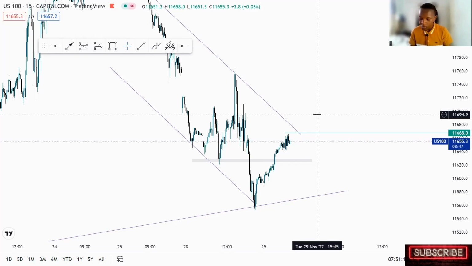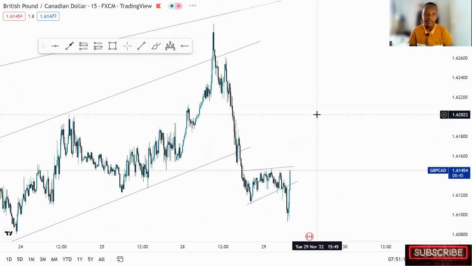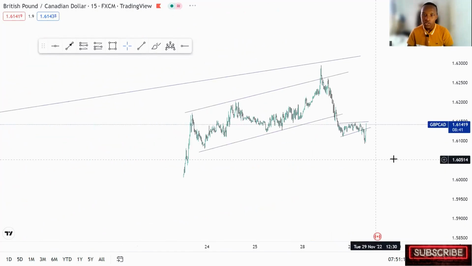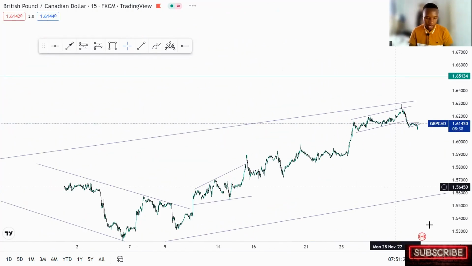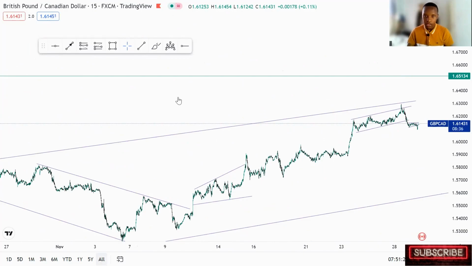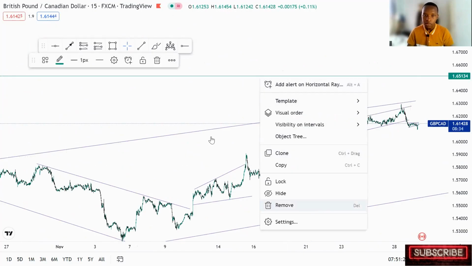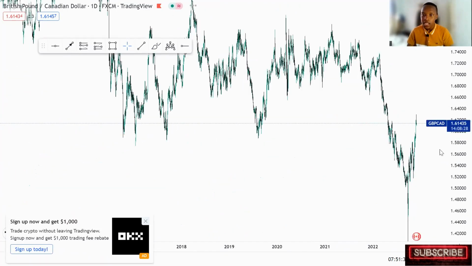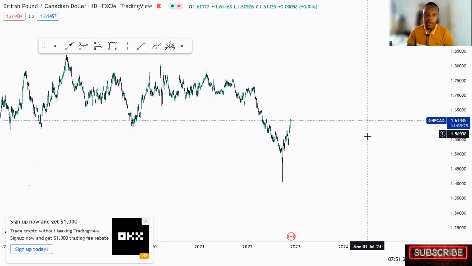So let's move on now to GBPCAD. Oh, I have analyzed already. All right. But I can start it from like the bottom. I don't mind, just so it can make sense. So let's see what's happening on the daily. So this is what we have on GBPCAD.